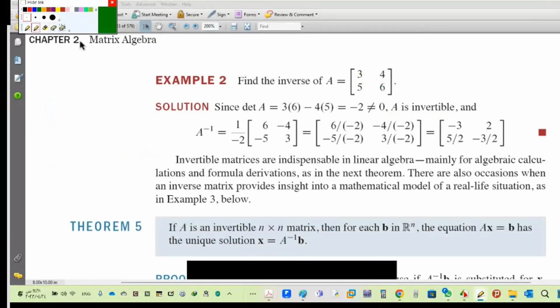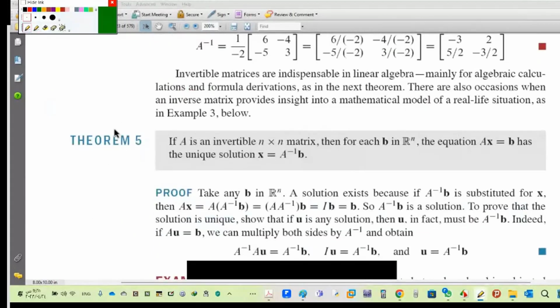Now, another thing. Why do I need this? Why do I need the inverse matrix? Answer here. If A is invertible, this is the first condition, then AX equal B. If I have, for example, the formula AX equal B, then X equal A minus 1 with B. Take care about this one.